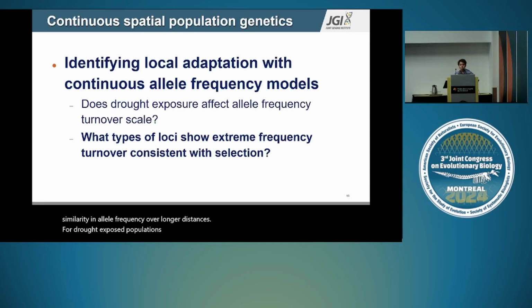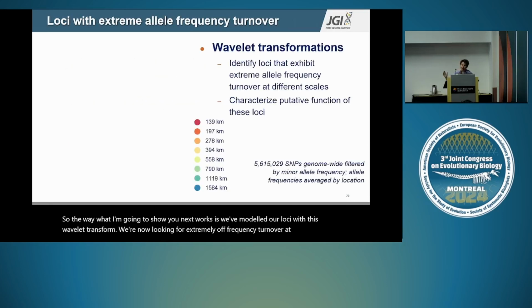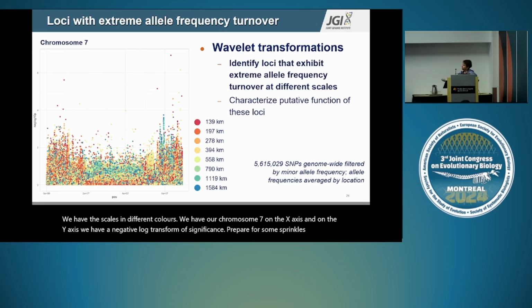Okay, so that's cool. Can we identify loci that are important to this? So the way what I'm going to show you next works is we've modeled our loci with this wavelet transform. We're now looking for extreme allele frequency turnover at different scales. We have the scales in different colors. We have our chromosome 7 on the x-axis, and on the y-axis we have a negative log transform of significance. Prepare for some sprinkles. This is obviously a needle in a haystack. There's different loci that pop out at different scales, and as in many genomics approaches, the challenge is actually getting the needle out of the haystack.